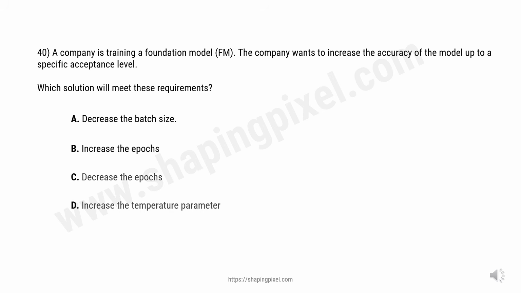Option A, decrease the batch size. Option B, increase the epochs. Option C, decrease the epochs. Option D, increase the temperature parameter. And the correct answer is option B, increase the epochs.